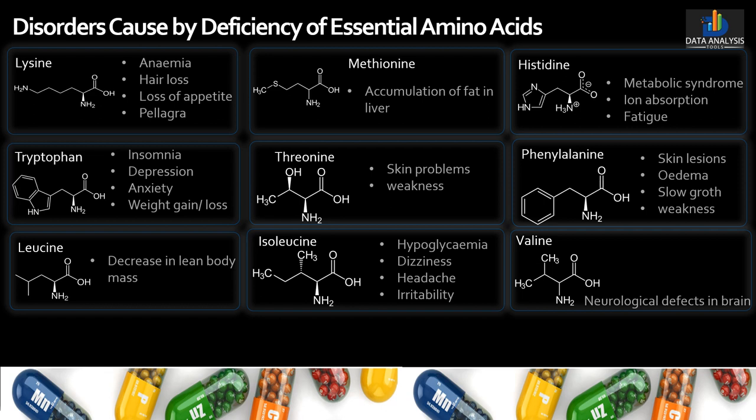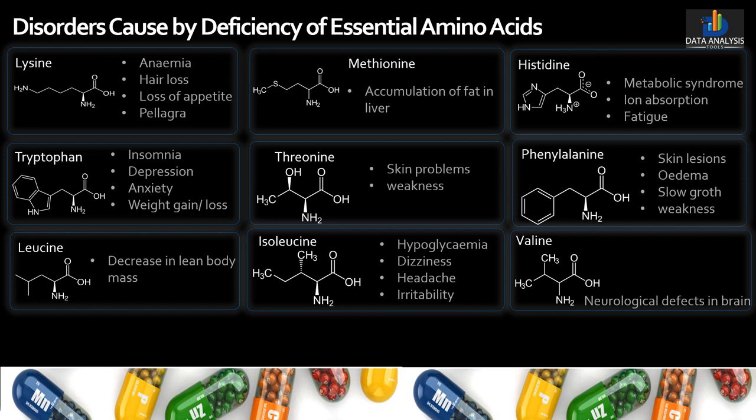Histidine. In humans, dietary histidine may be associated with factors that improve metabolic syndrome and has an effect on iron absorption. Tryptophan. A deficit of tryptophan can lead to insomnia, depression, and anxiety. Sudden and unexplained weight gain or weight loss may signal a need for greater tryptophan intake for the body. Threonine. A lack of threonine can lead to skin problems and general weakness of the body.